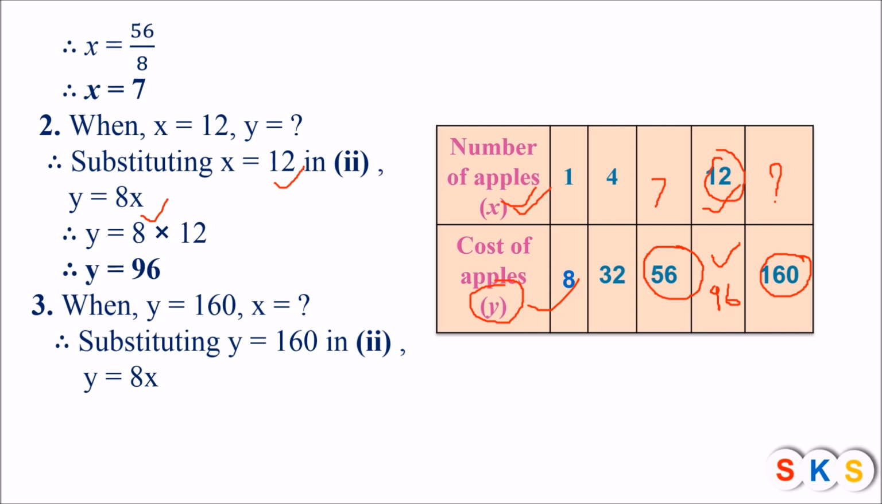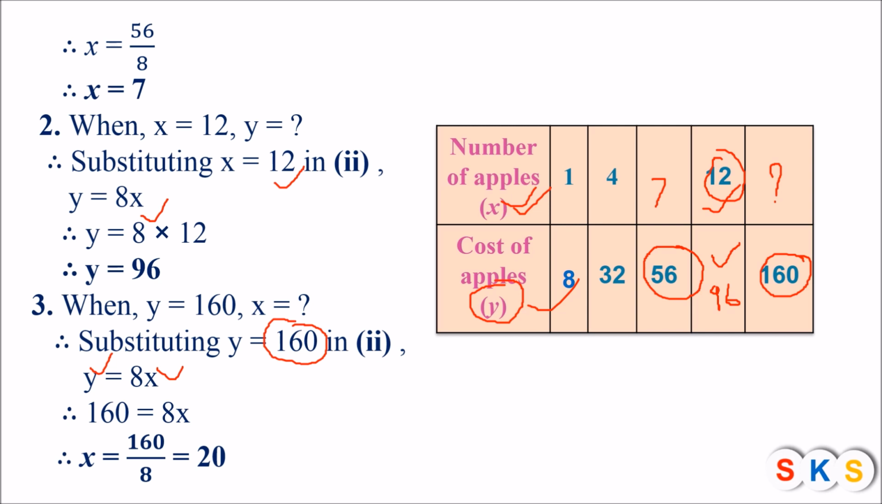Now I'm going to replace y with 160. So what we will get? 160 equals 8x. Now we will shift 8 to the left hand side of the equal sign. So we will get 160 upon 8. And 160 upon 8 gives us 20. So here x equals 20.